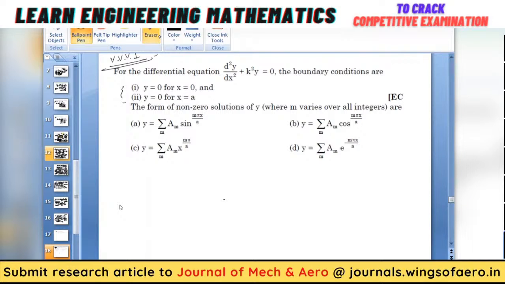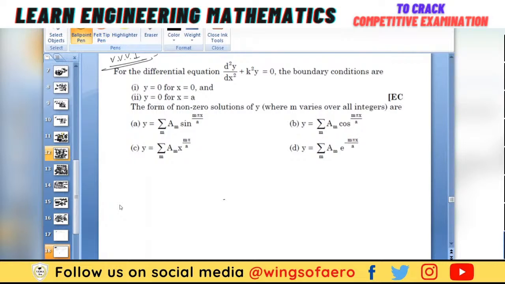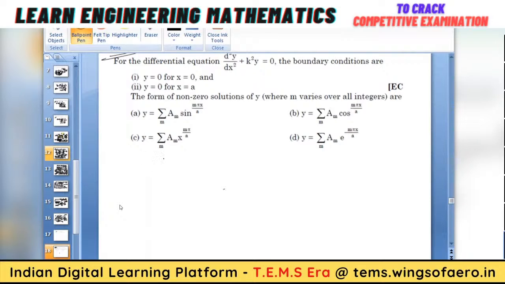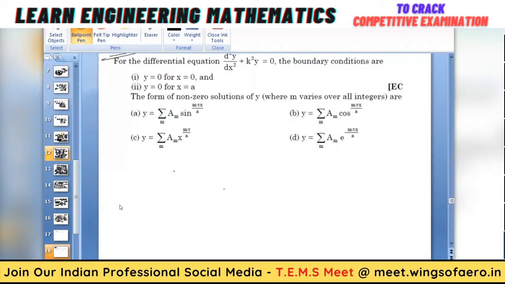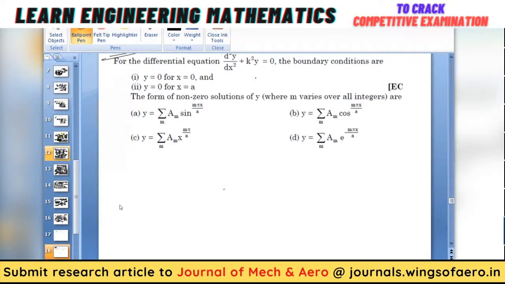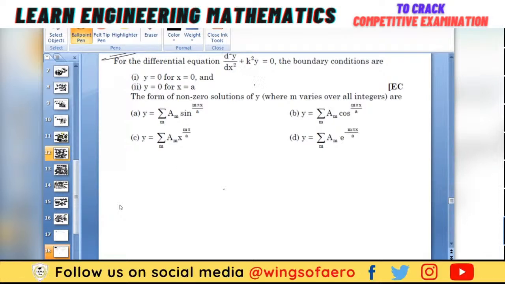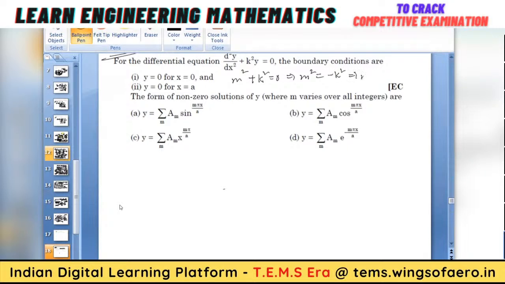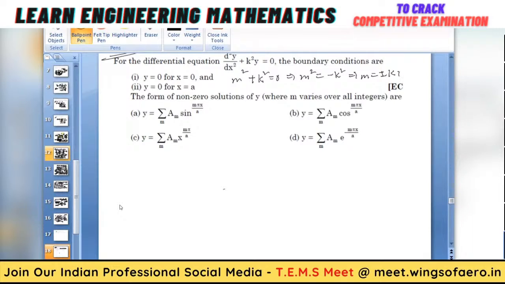Okay, I think you are facing difficulties. Let's first simply find the answer. d2y/dx2 plus k square y. The root is not k and k, it will be imaginary. If I solve this, it means m square plus k square is equal to 0. m square equal to minus k square, it means m is equal to plus minus ki.